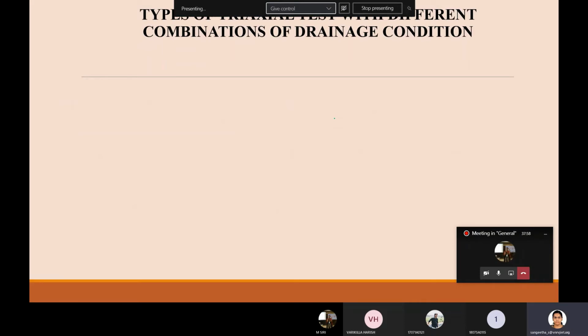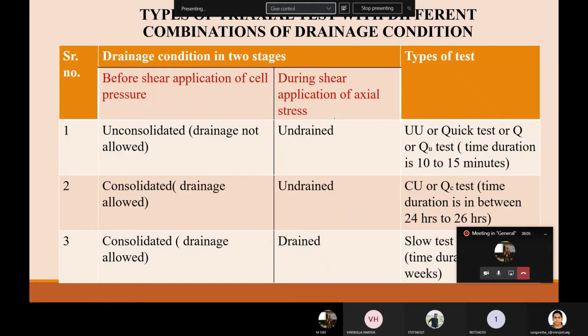And based on the drainage condition, you have different types of triaxial test. So this table will help you to know those types of tests. So first one is unconsolidated undrained test. So before applying the cell pressure, during consolidation, drainage is not allowed. So the sample is kept as such.